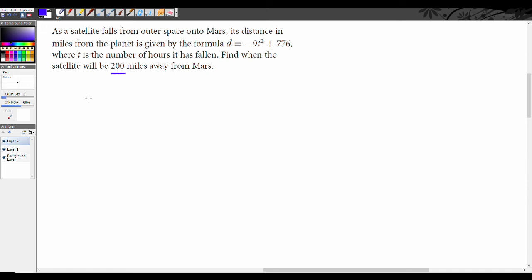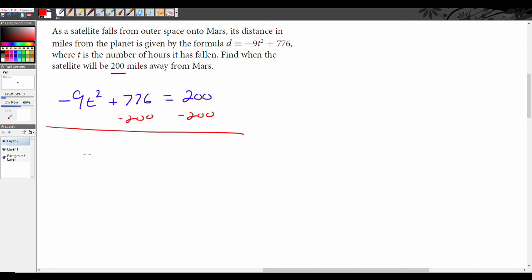So I'm going to write this in the other order. So I'm going to put here negative 9t squared plus 776 equals, and instead of d, I'm going to write 200. Okay? So now, what do I have to do here? Well, I need to set this equal to 0, right? So I need to subtract 200 from both sides. And this gives me here negative 9t squared plus 576 equals 0.